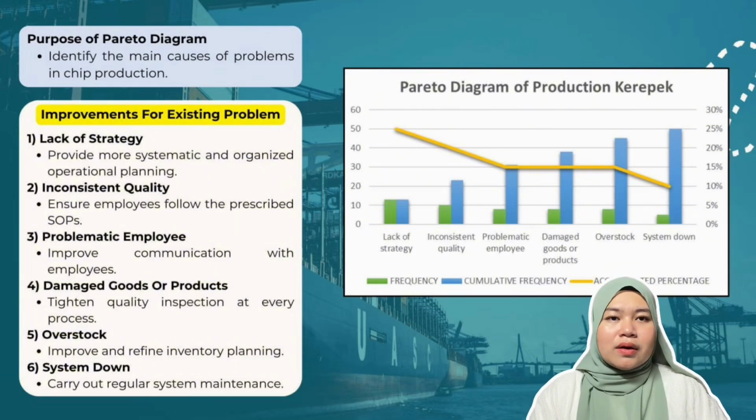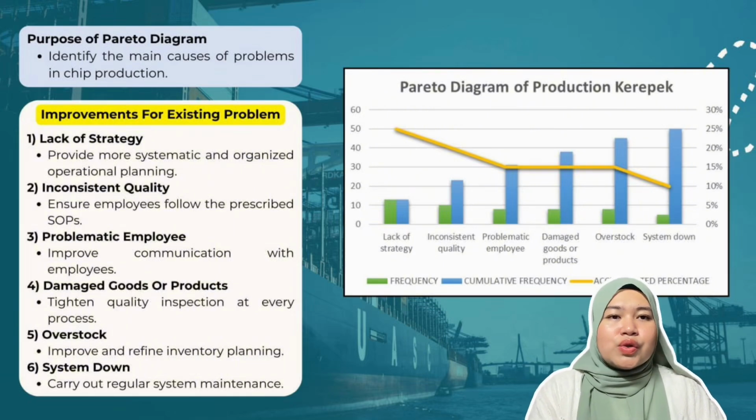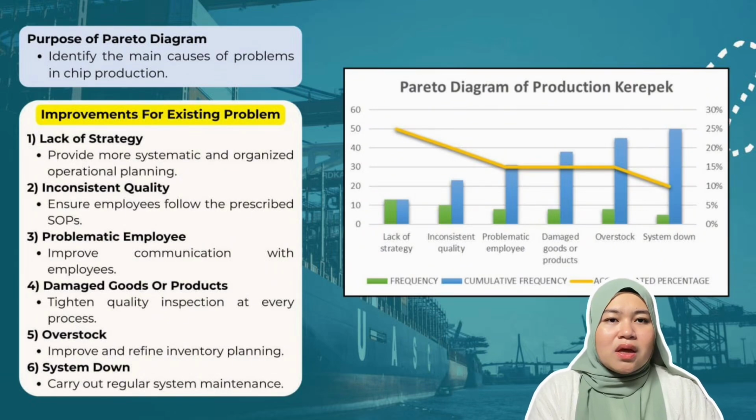The purpose of the Pareto chart is to identify the main causes of problems in chip production. In fact, there are ways for us to solve this problem by making improvements to ensure that Saleh Food Industry Company remains and is widely known internationally. As we can see in the box on the side, this is an easy way for us to apply and train employees to get encouraging results.